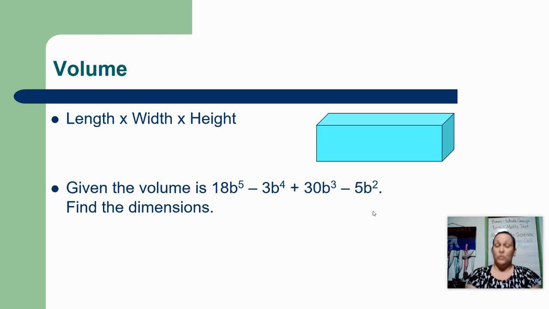Okay, so here's our first example. We're given the volume. The volume is 18b to the fifth minus 3b to the fourth plus 30b to the third minus 5b squared. And we need to find the original dimensions of the prism.